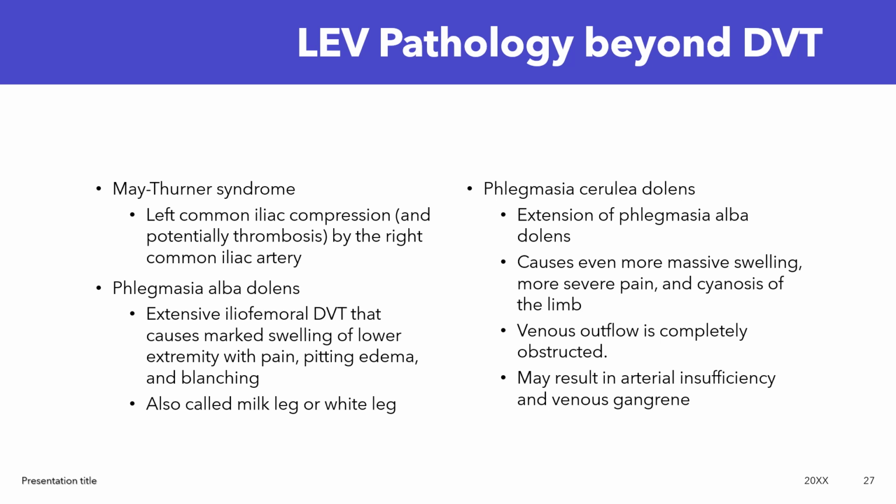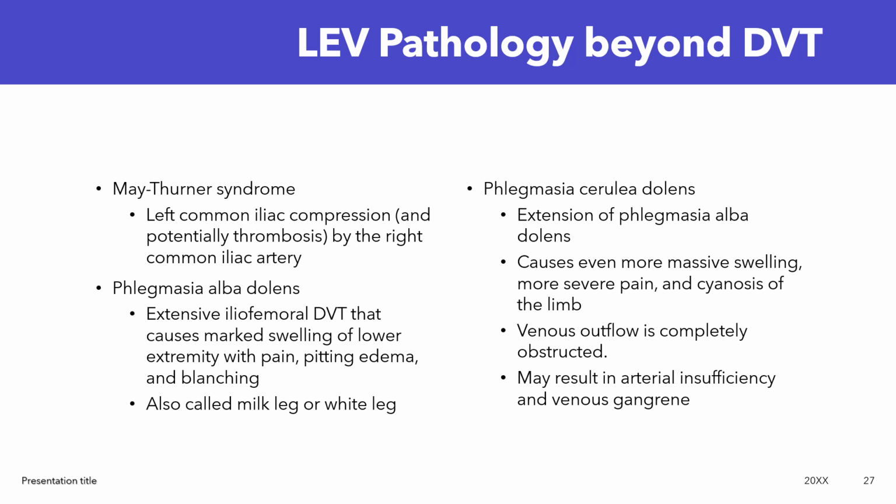Okay, now beyond the DVT, there's some thrombus-related issues and some non-thrombus-related issues that we might see in the lower extremity. One is called May-Thurner syndrome. This is when the left common iliac vein is compressed by the right common iliac artery. And so that compression of artery to vein will cause stasis in the iliac vein, causing oftentimes a thrombus to develop in that iliac vein.